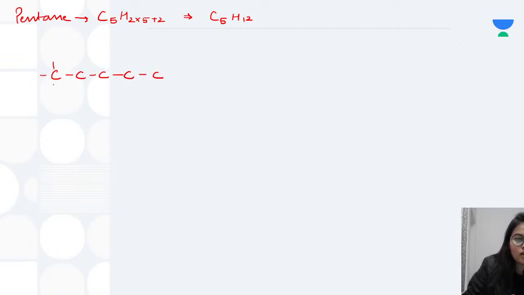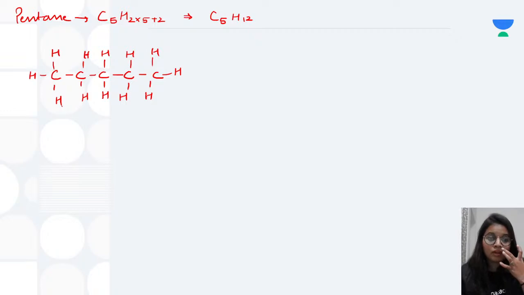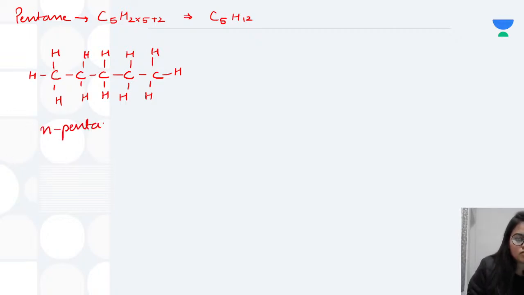This one, right? Now we will be satisfying the valencies of the carbon atoms. So we have 1, 2, 3, 4, 5, 6, 7, 8, 9, 10, 11 and 12. So this is n-pentane, that is the normal pentane.